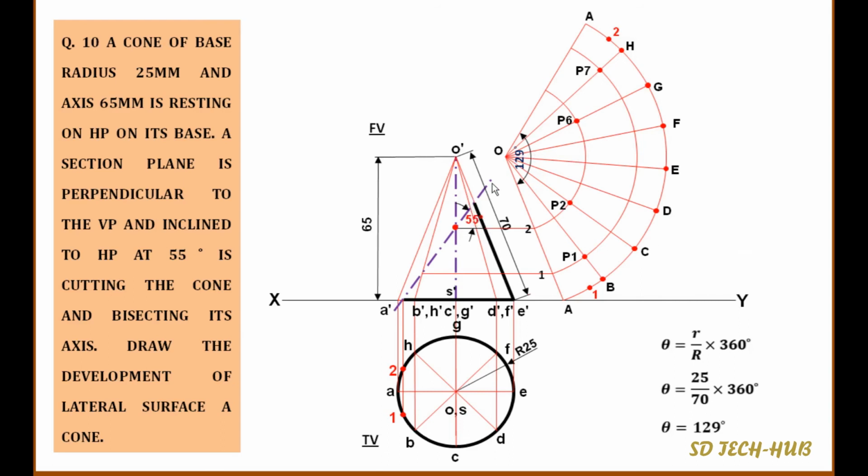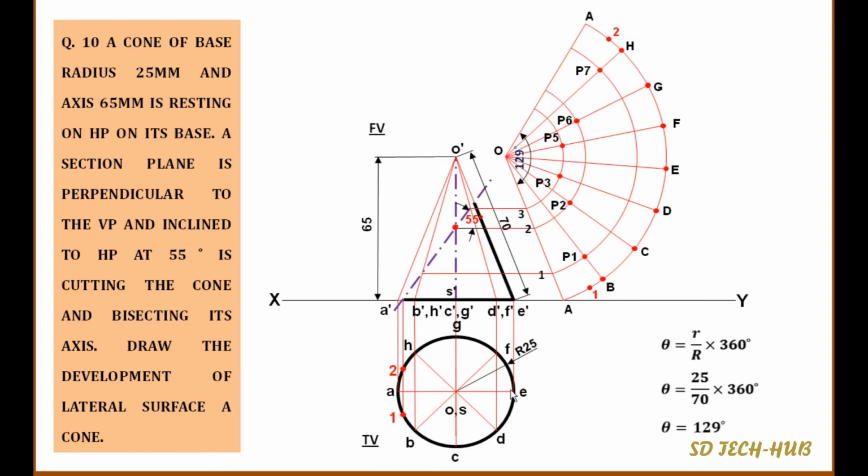Now next, this section plane is intersecting these OD and OF generators here. So from this point of intersection of that section plane with the generators, draw one horizontal line parallel to XY up to OA. Consider this point as 3. Take a radius equal to O3 and with center O, draw one arc. So this will intersect the same generators in the development. So this point will be P3 and this will be P5.